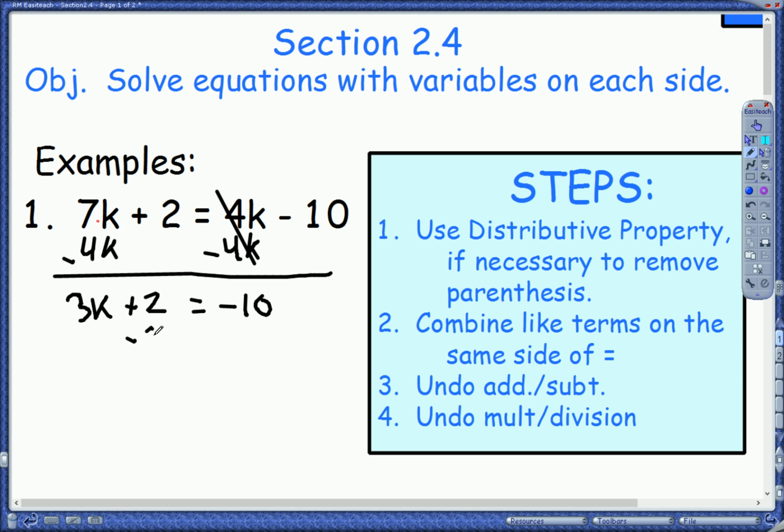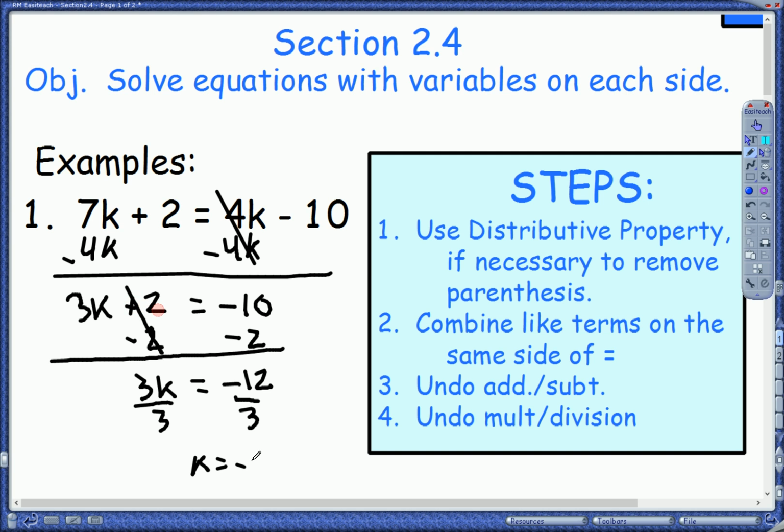So this is a two-step equation. I'm going to subtract 2 on both sides. Again, notice how I chose the 2 because that number is on the same side as the variable. Then we have 3K equals negative 12. Divide both sides by 3. K equals negative 4. Box my answer.